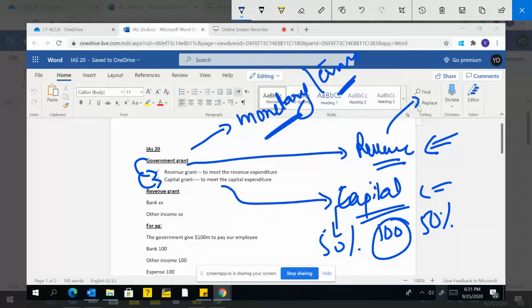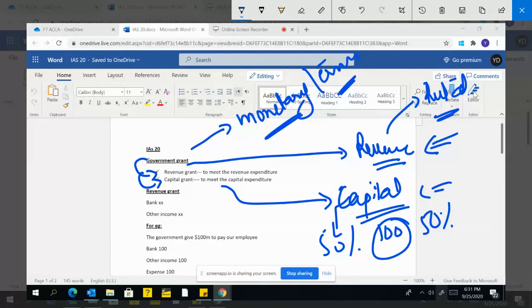If the government gives you a grant to pay your employees, to pay your rental expenses and all those things, this is your revenue grant. The revenue grant is to meet the revenue expenditure, like when you are paying your employees or your rent. The government is helping you to pay your employees, or to pay your landlord. Basically, this is your revenue grant.